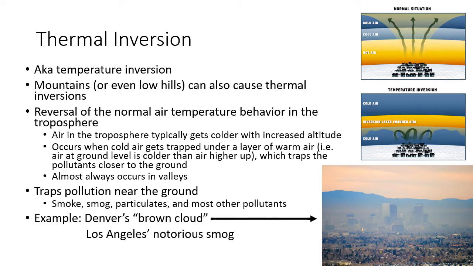And sticking with mountain ranges, a thermal inversion. We talked about these already. A thermal inversion occurs where you typically have mountains, sometimes just hills, creating a valley.